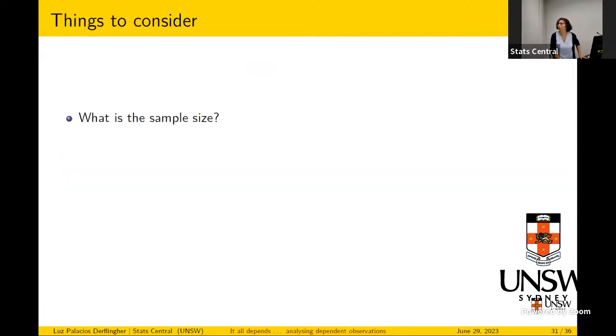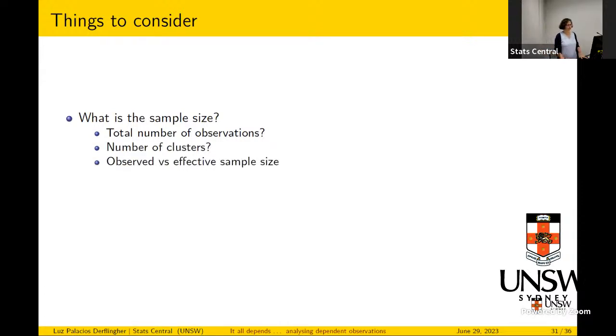Now, what is the sample size that we have when we have a cluster, when we have a group? Is it the total number of observations? Not necessarily, because many of those observations are providing similar things. So it's not exactly the total number of observations. So is it the number of clusters? Also not quite, because we're given a little bit more information than just the number of clusters.